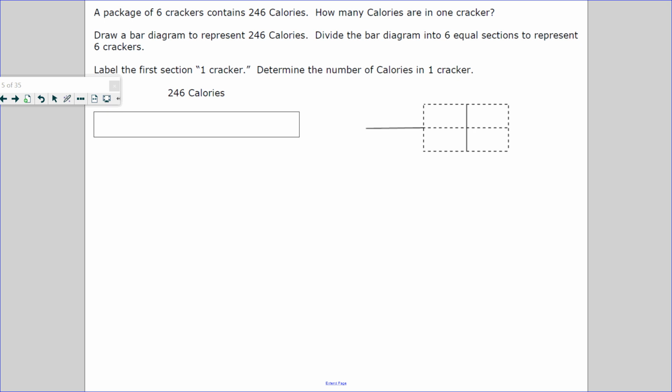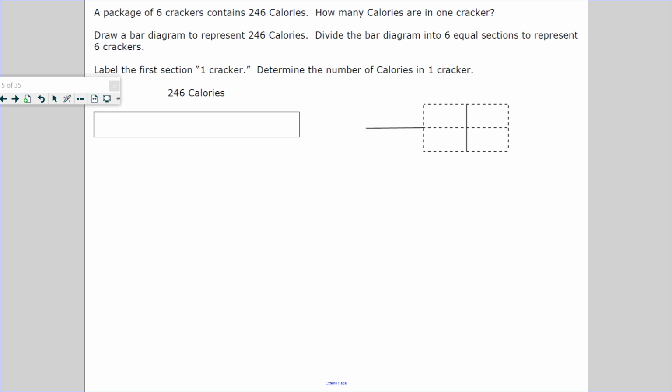So what we're going to be learning today is more about unit rate. We're going to be using a bar diagram and a table. A package of 6 crackers contains 246 calories. Not to say that your parents count their calories, but some people do on diets. How many calories are in one cracker, each cracker, per cracker?